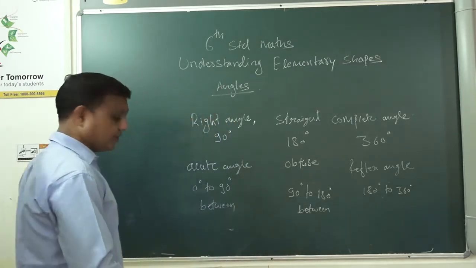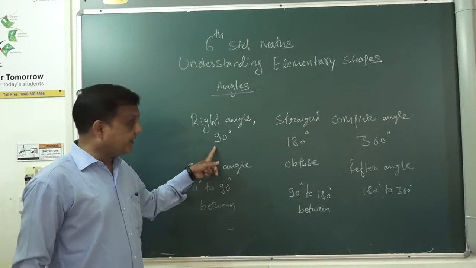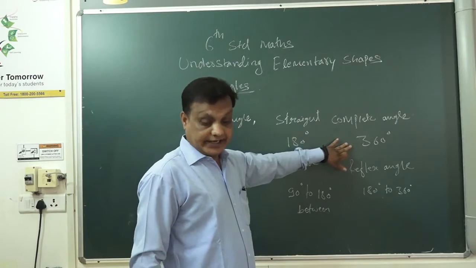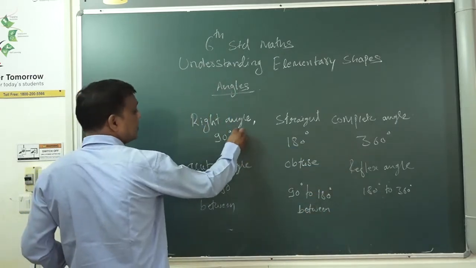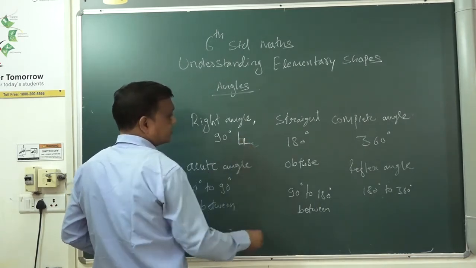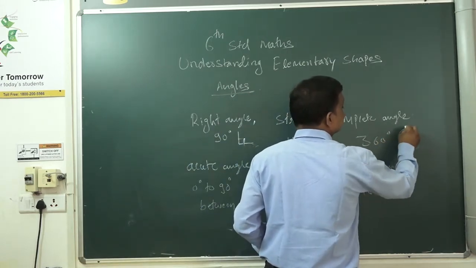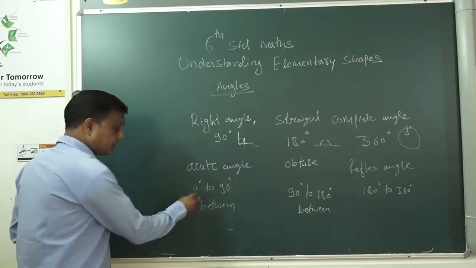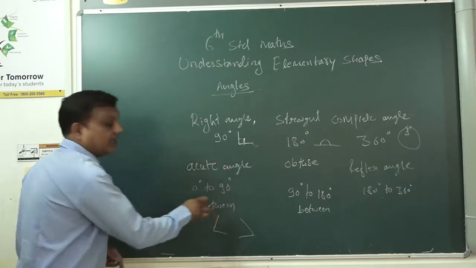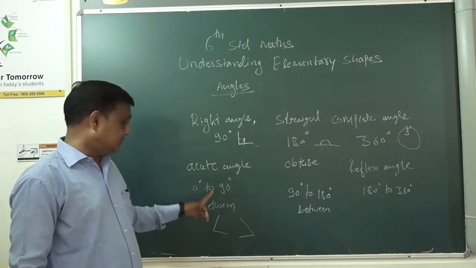Once again, right angle is 90 degree, straight angle is 180 degree which shows a straight line, complete angle is 360 degree. You know the right angle symbol will look like this. Straight angle is a straight line, complete angle is a full circle, and acute angle is between 0 to 90 degree. The angle that looks like less than an L is an acute angle.